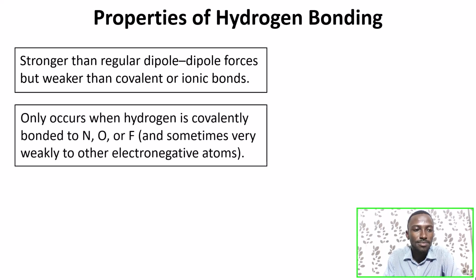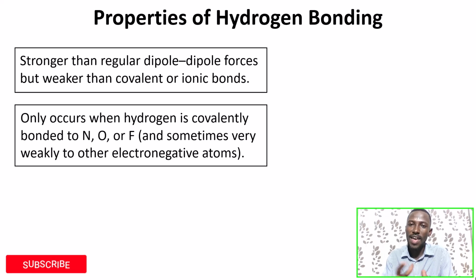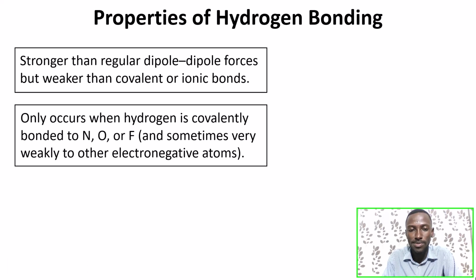Then the next one is what? Another property is that hydrogen bonding only occurs when hydrogen is covalently bonded to nitrogen, oxygen, or fluorine. Good. And sometimes very weakly to other electronegative atoms, which is very rare. So keep this in mind. Nitrogen, oxygen, fluorine, NOF. Or fluorine, oxygen, nitrogen, phone. So if you have that in mind, know that hydrogen should be covalently bonded to one of these, and then have an interaction with another molecule that also has similar properties.